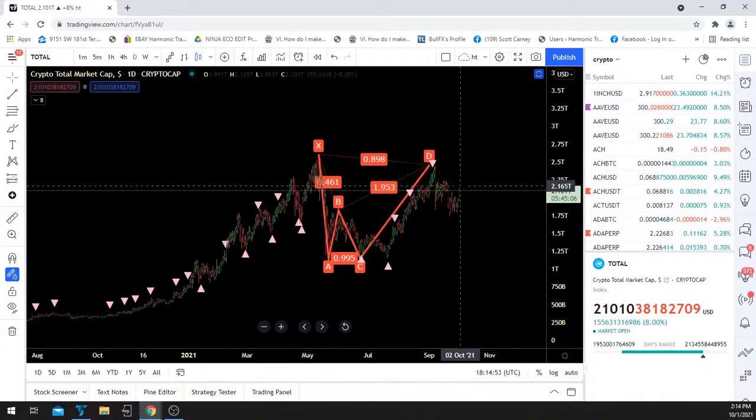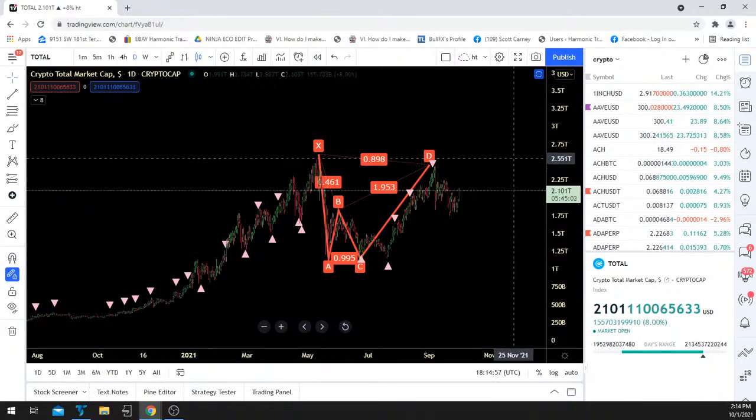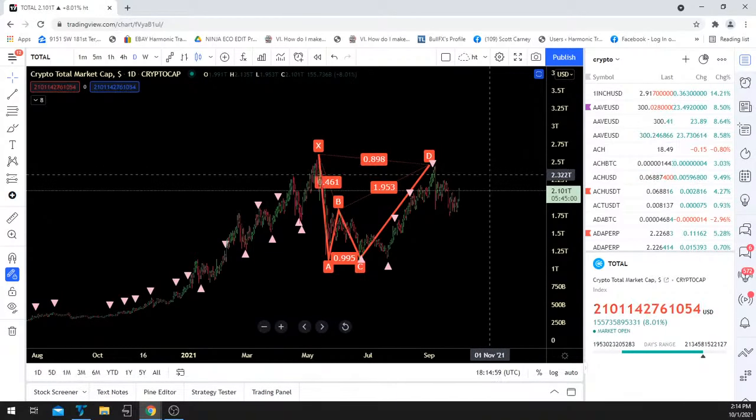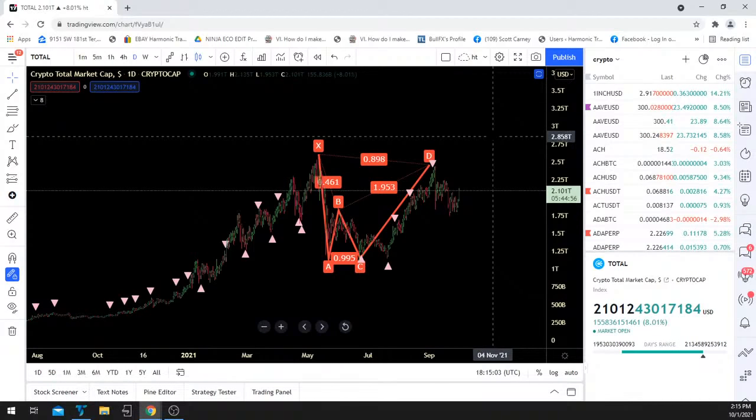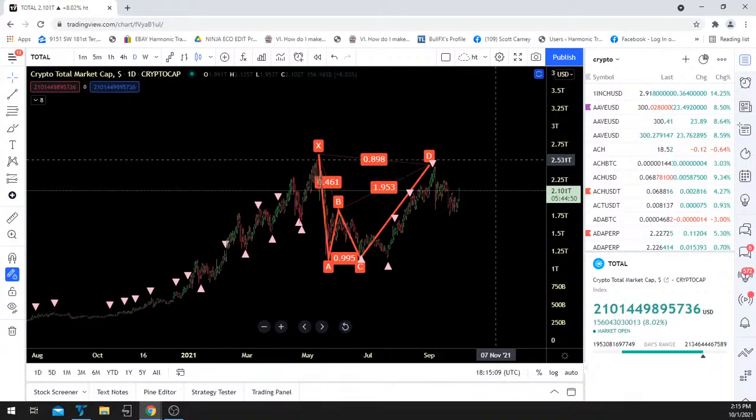You need to see fireworks now. You need to see this prior D point get taken out. It will likely get retested. Beyond that, I really want to see something special happen over the next 2 or 3 weeks. Total market cap go to 2.5 or 2.7 quickly.